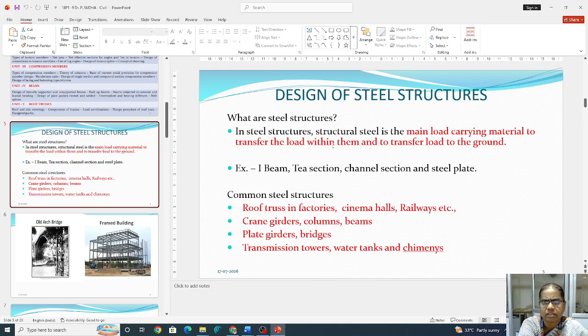Common steel structures used nowadays: roof trusses in factories, cinema halls, railways, grain girders, columns, beams, plate girders, bridges, transmission towers, water tanks and chimneys.